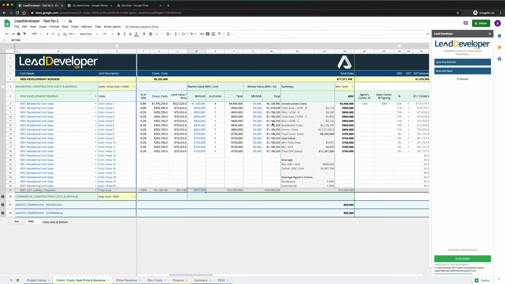When you are trying to do this, I try to do both methods. Once I've done both methods, I get an average price here, I get a total GRV here, and a total GRV for this method, which is market value per unit. And that then helps me decide which method is more realistic or closer to where the market is at.